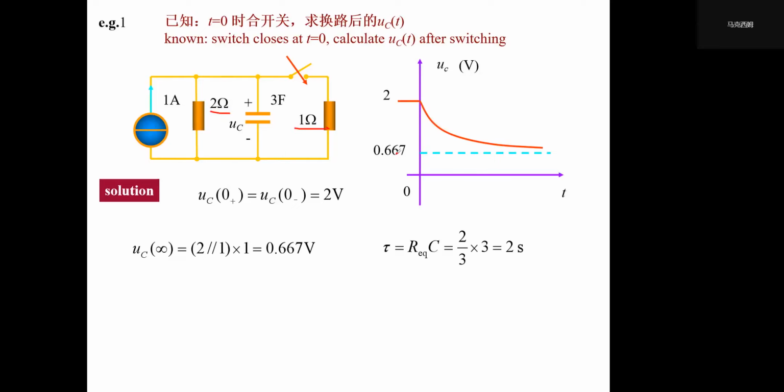So the equivalent resistance is equal to 2/3, because this 2 ohm and 1 ohm are in parallel connection, so their combined resistance is 2/3. And the capacitance is 3, so tau is 2 seconds. And now we have UC(0+), UC(infinity) and tau, and just put them in.